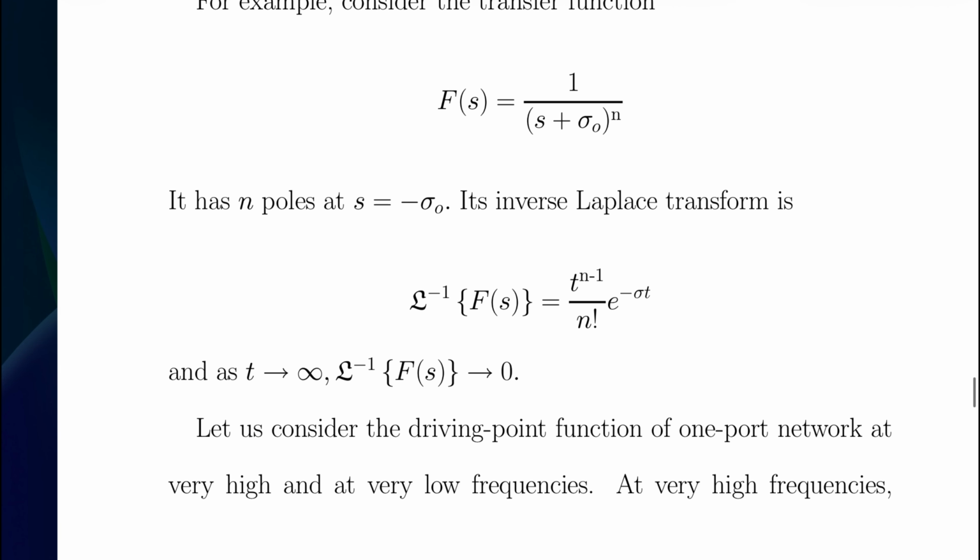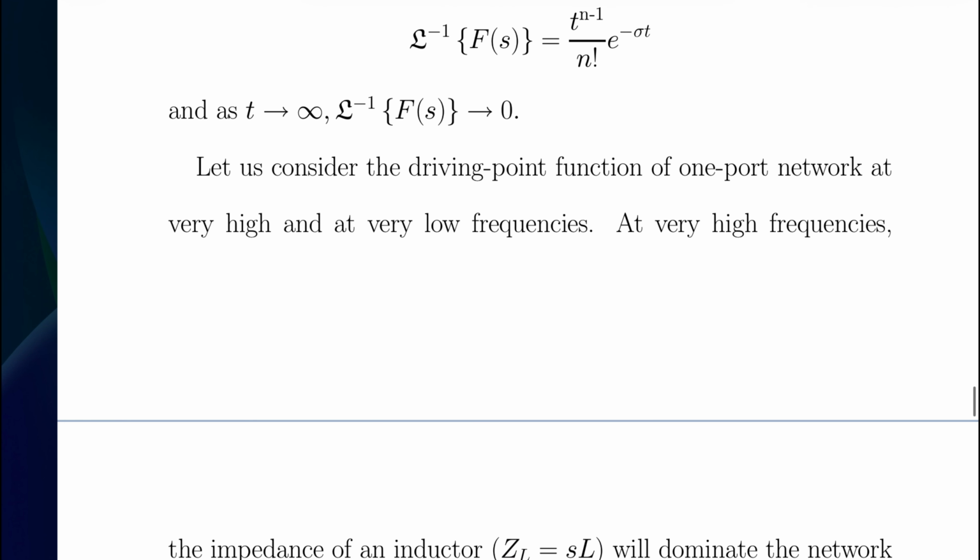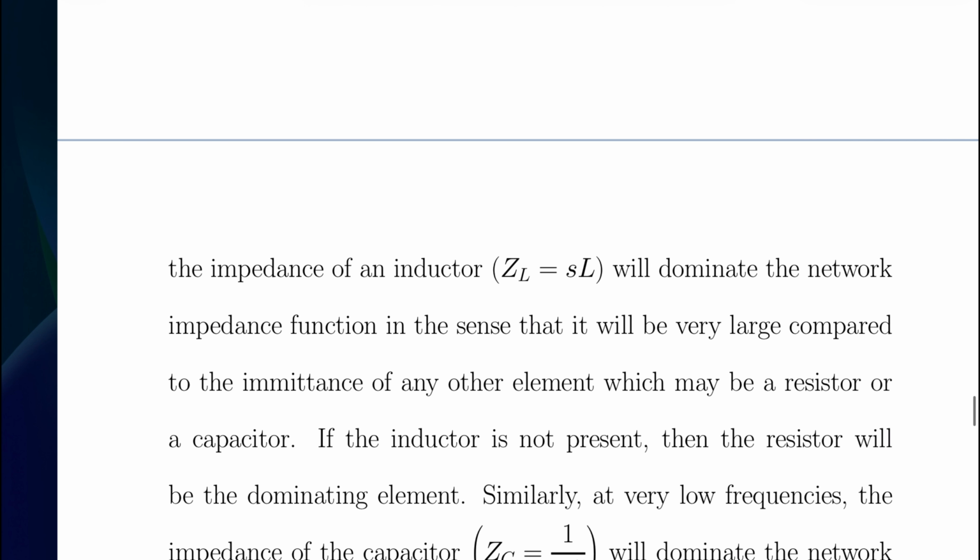Let us now consider the driving point function of a one port network at very high and at very low frequencies. At very high frequencies, the impedance of an inductor, which is equal to sL, will dominate the network impedance function in the sense that it will be very large compared to the immittance of any other element, which may be a resistor or a capacitor. If an inductor is not present, then the resistor will be the dominating element.